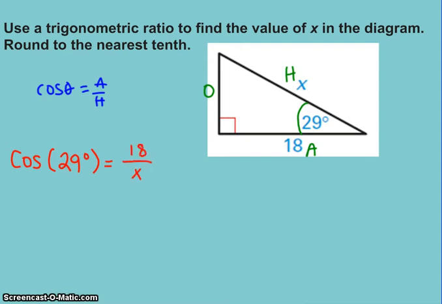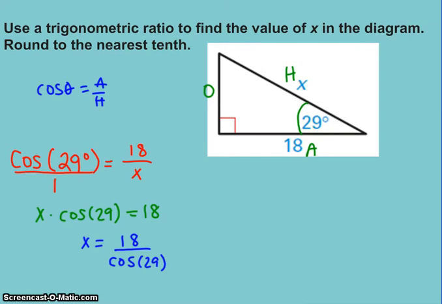So what we're doing here is solving for x. Remember when we talked about similar triangles, we had proportions. We could think of this the same way as two fractions. We would cross multiply, so I get x times the cosine of 29 equals 18. Then, to get x by itself, I would divide both sides by the cosine of 29. So 18 divided by the cosine of 29.